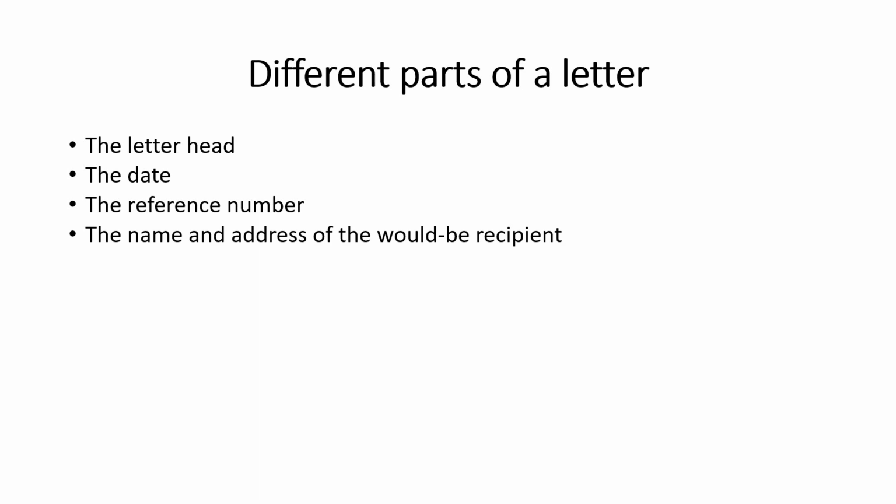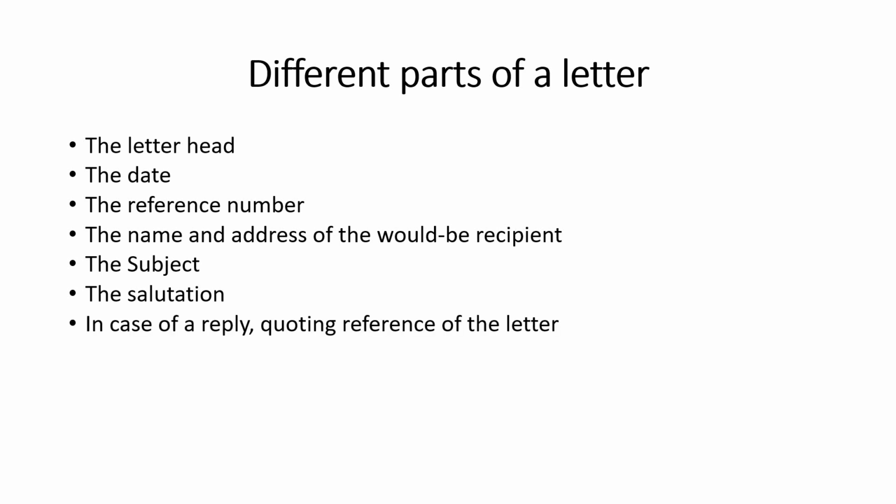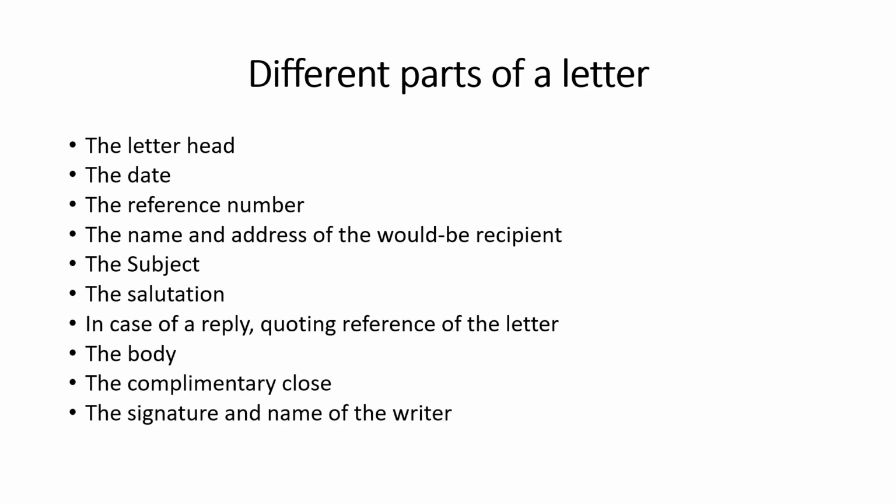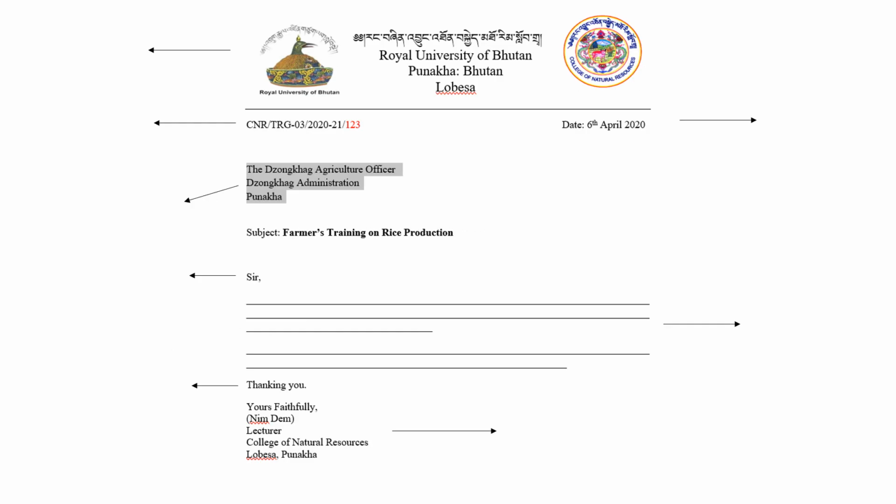Let's look at different parts of a letter. The letter should contain letterhead, the date, reference number, the name and address of the would-be recipient, the subject, the salutation, in case of a reply quoting reference of the letter, the body, the complimentary clause, and the signature and name of the writer. This is a sample of an official letter showing the structure of the letter.